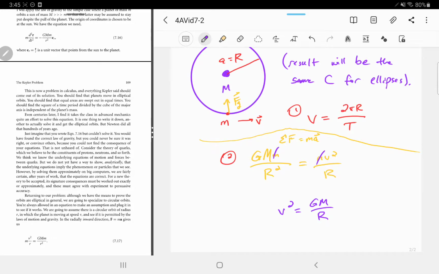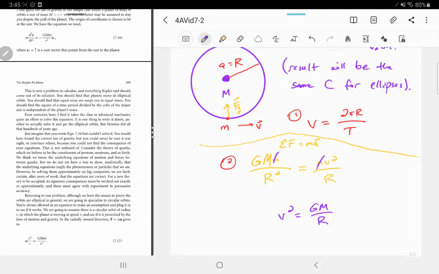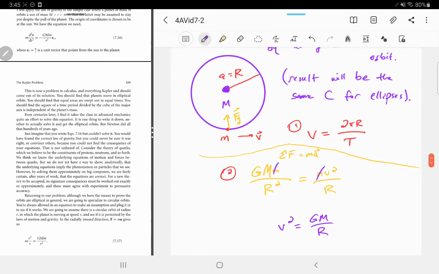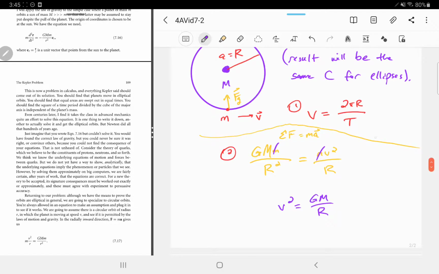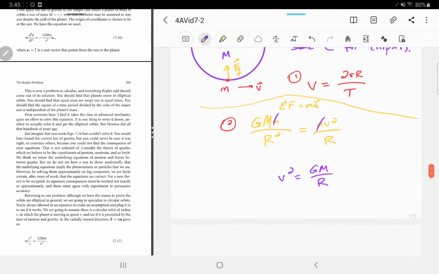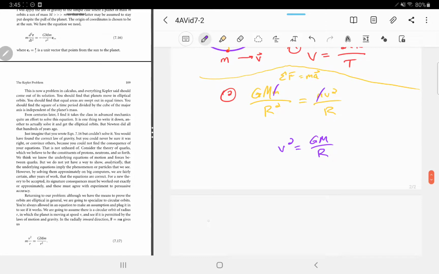Remember, r is the radius of the circle. It's not the radius of either lowercase m or capital M. So we want to get rid of v. Rather than taking the square root of this thing, I don't want to do that. Why don't we just square equation 1? So take equation 1 and take the square of it.